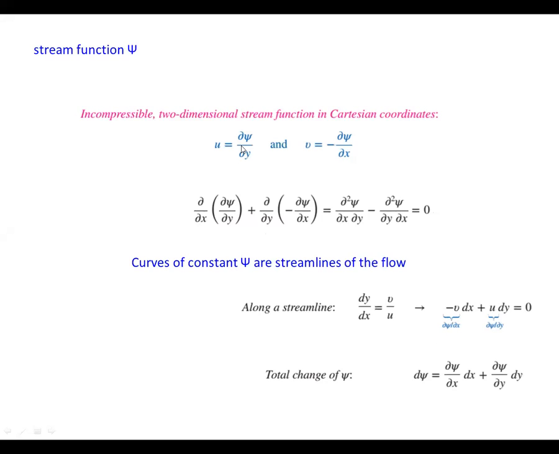Here you have the value of dou psi by dou x. The total change of psi is given by this: psi is a function of x and y only, so psi is a function of x comma y, and you differentiate to get dou psi by dou x dx plus dou psi by dou y dy.